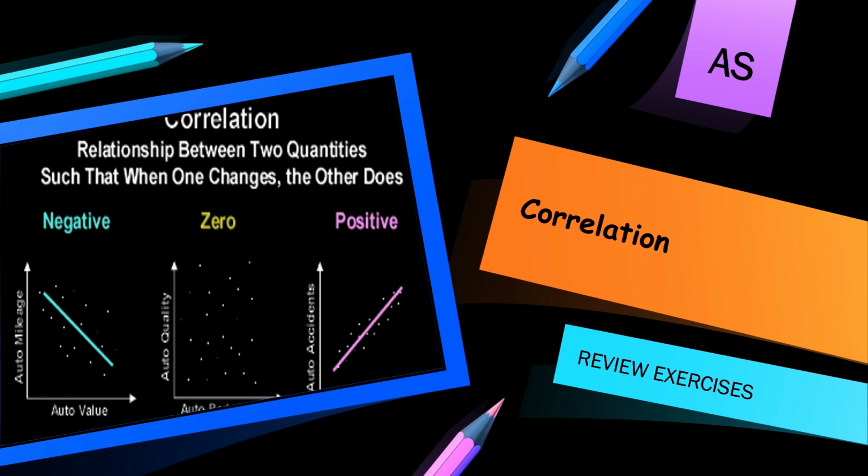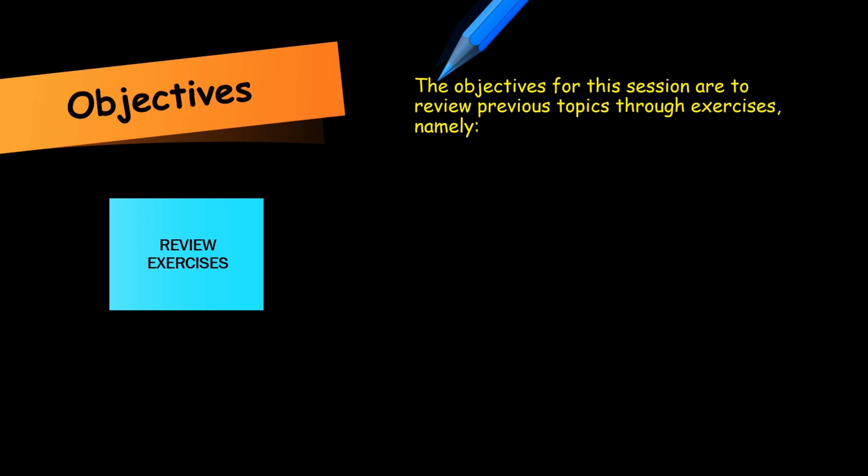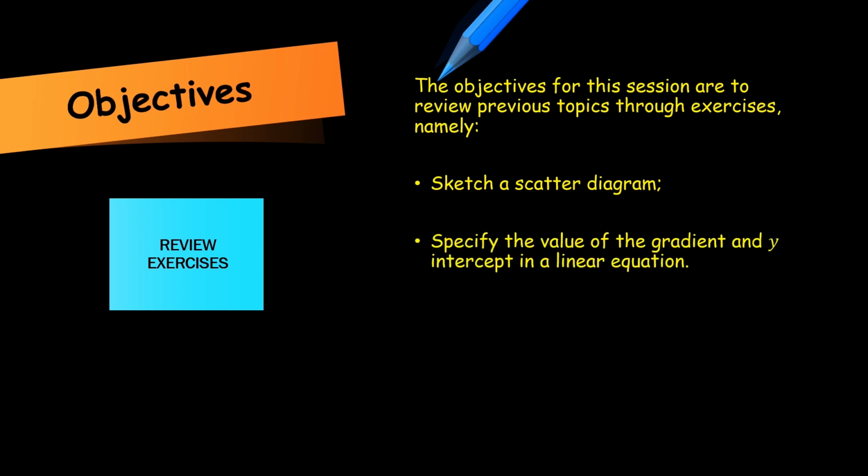Welcome to the unit on correlation. In this unit, we will be looking at key concepts through review exercises. The objectives for this session are to review previous topics through exercises, namely, sketch a scatter diagram and specify the value of the gradient and y-intercept in a linear equation.